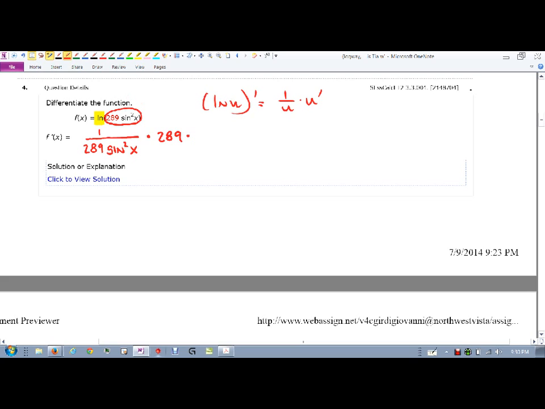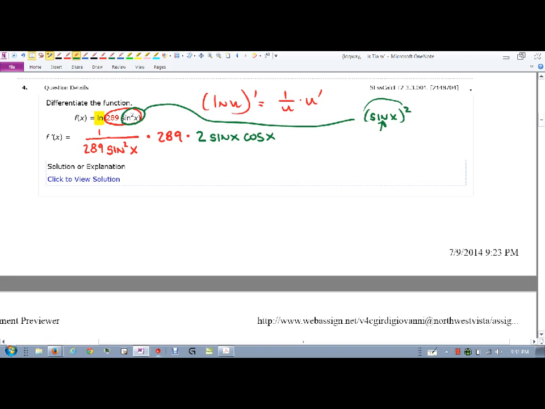Times, now be kind of careful here because sine squared x, I have to take the derivative of that. That's the same as sine x squared. So what I can do is when I take the derivative, the 2 comes out in front, so 2, then sine x to the first power, so I'm just going to leave it like that. Then I have to do the derivative of what's inside, and the derivative of what's inside is cosine x.